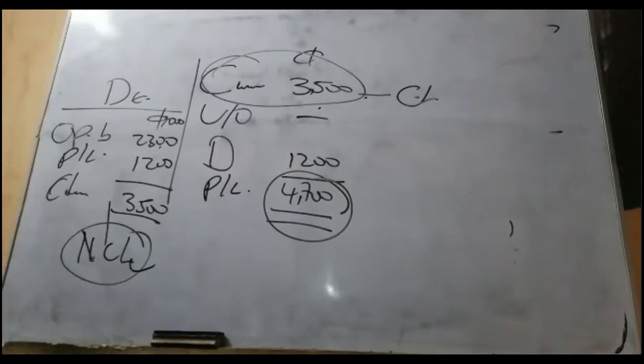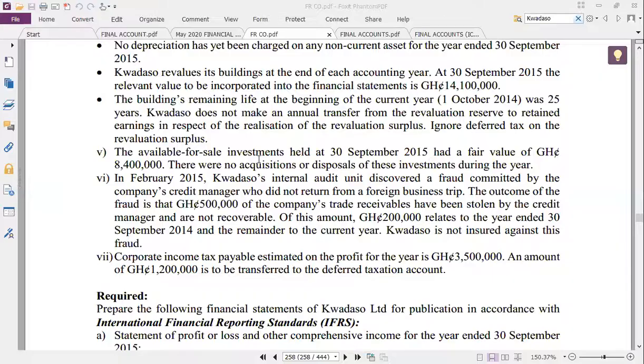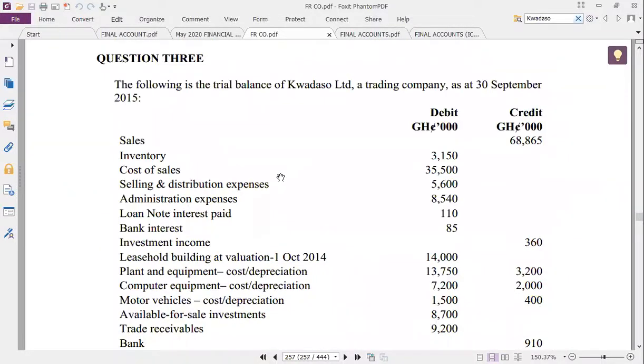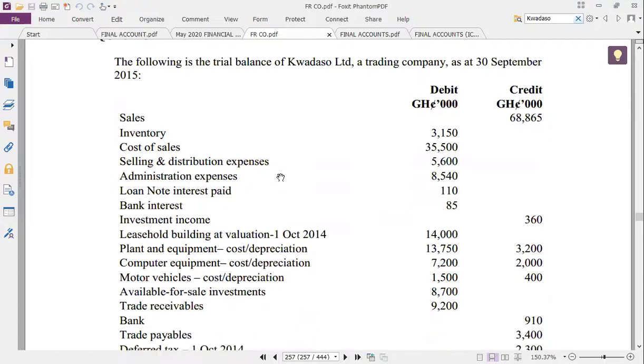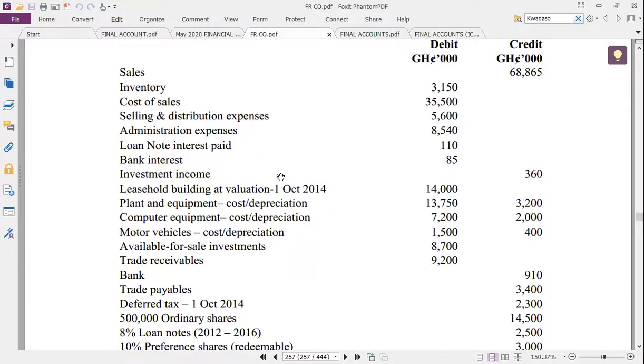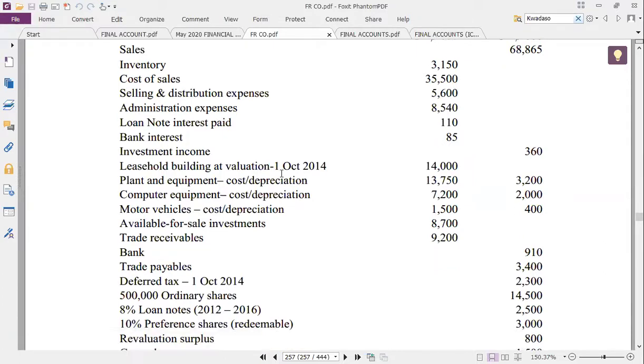Okay. Now let's come to the trial balance. Let's see the usual and unusual items. We are using RAT or RAF. So let's go. Now sales revenue, we are aware of it. Inventory, there's cost of sales, so that inventory is the closing balance. Great. There's selling and distribution expenses, admin, loan note interest. We've talked about that. Bank interest, where will it go? Bank interest is what? Finance cost. Great. Now let's move on.